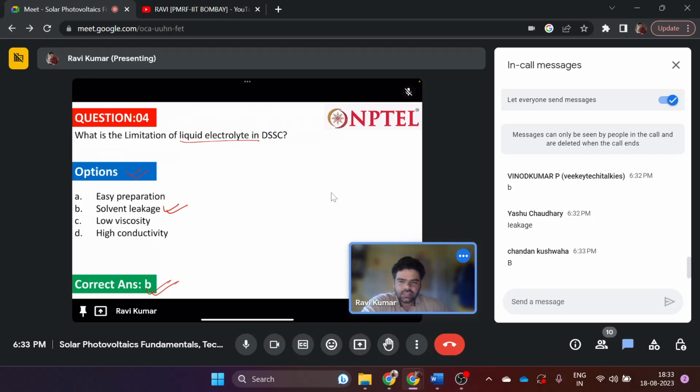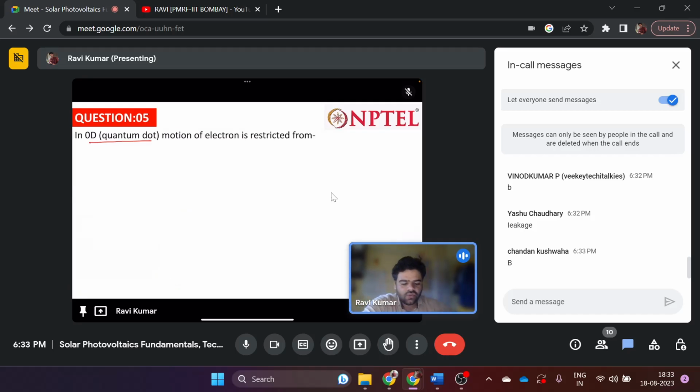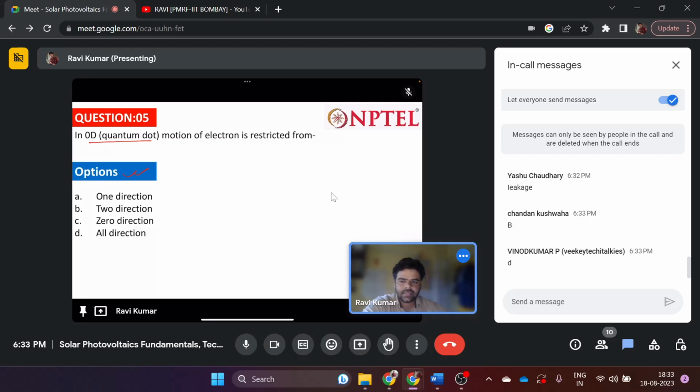Next question is about the quantum dots. In zero dimension quantum dot, motion of electron is restricted from, and these are the options. D, all direction. Yes, Vinod. So do you know what is this quantum dot? Why the name is quantum?